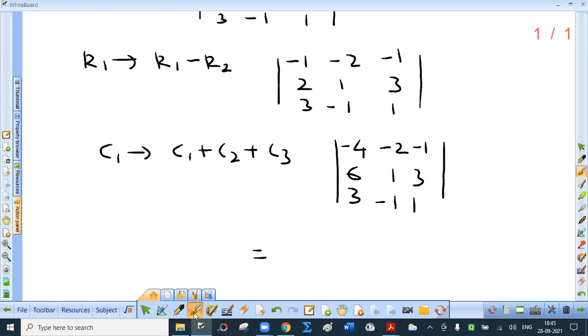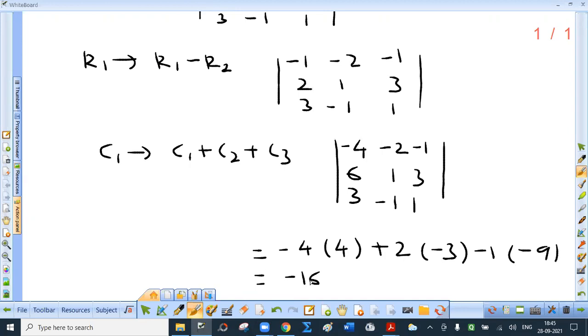Let us expand this. So minus 4 into what? 1 plus 3, that is 4. Plus 2 into what? 6 minus 9, that is minus 3. Minus 1 into what? Minus 9. So minus 16 minus 6 plus 9. Yes, it is minus 13 only.